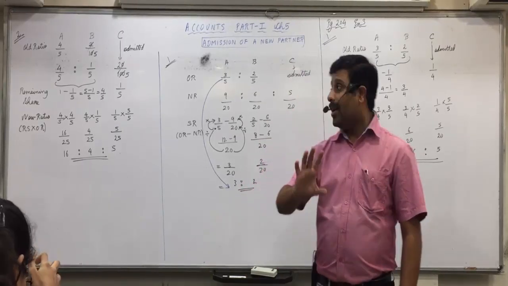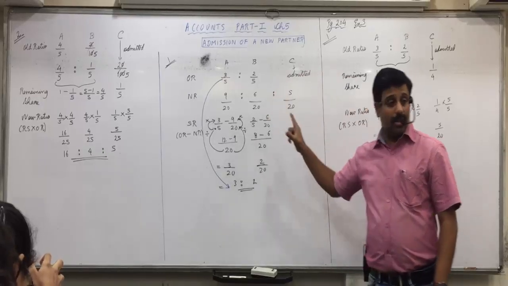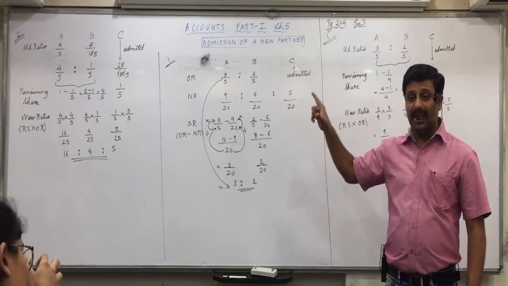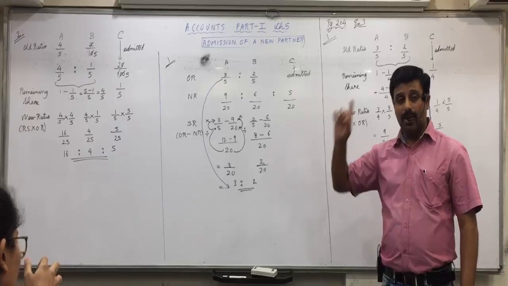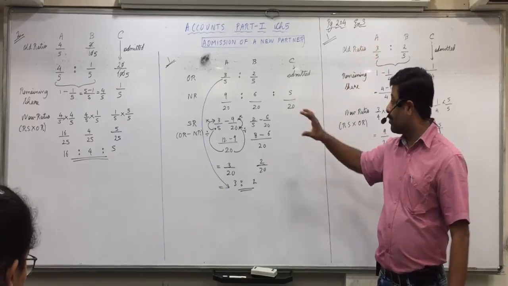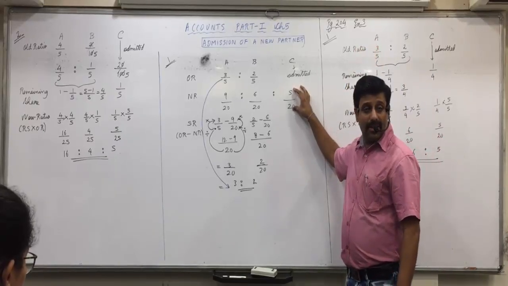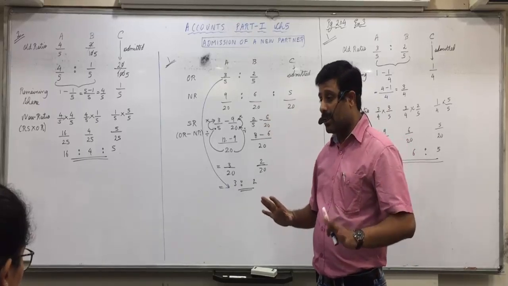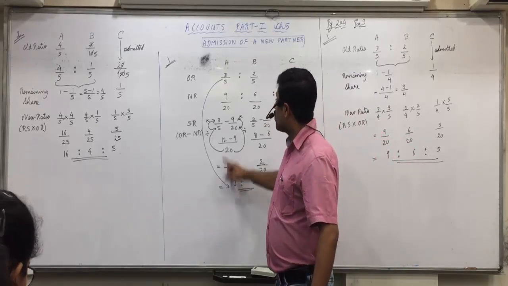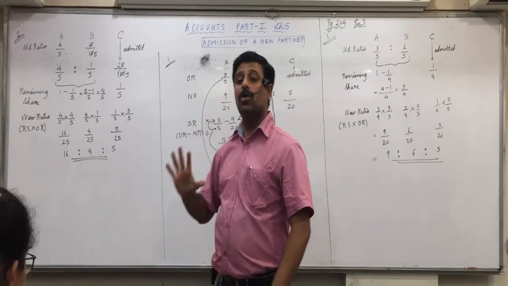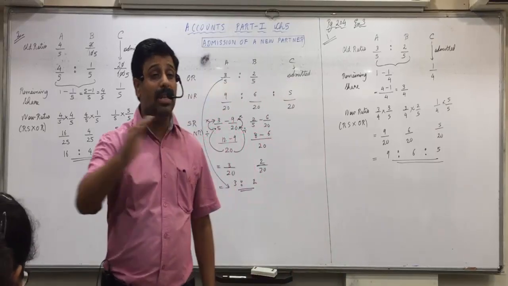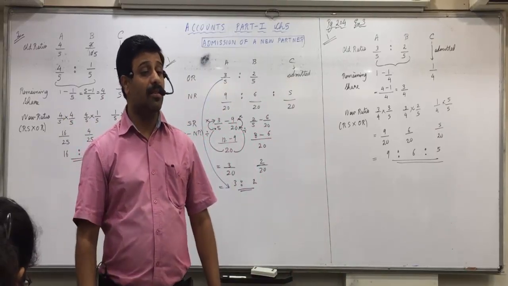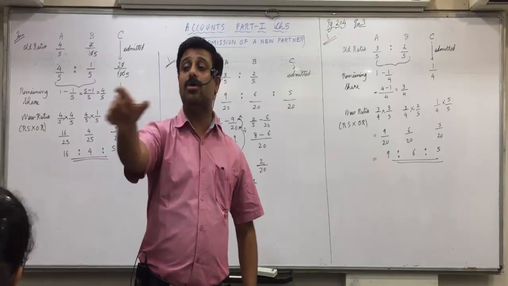That in the first situation, when old ratio is given and new partner's share is given and no other information is given, your sacrifice ratio will always come same as old ratio. Throughout the chapter, wherever sacrifice ratio is required, you will not find it if this situation comes.